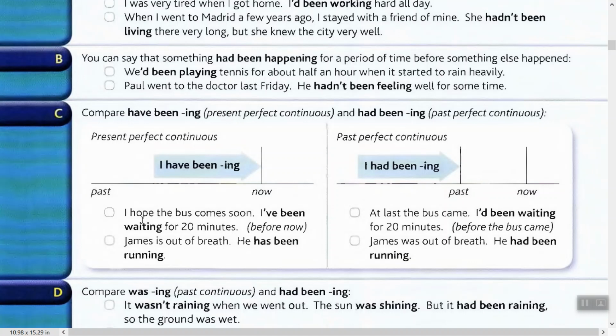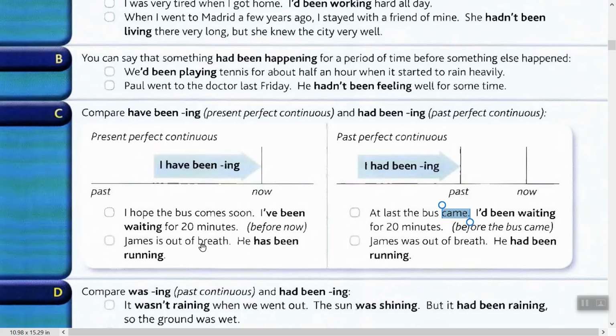For example, I hope the bus comes. You see, comes. It means now. I hope the bus comes soon. Now, what do we say? I've been waiting for 20 minutes. Continuing, it has been 20 minutes till now. I've been waiting. But at last the bus came, meaning in the past. In the past. Okay. At last, in the past, sorry. He says the bus finally arrived yesterday, for example, if you're talking about it. He says I'd been waiting for 20 minutes, in the past.